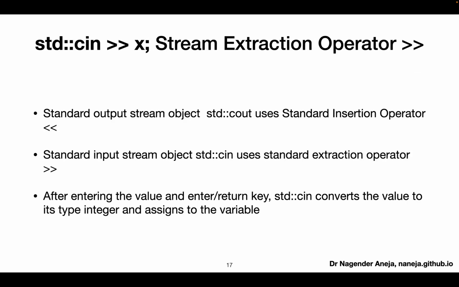So std::cin, this is called the extraction operator. It extracts something and gives it to X. Whatever the user entered, it receives that value and converts it to the type of X. Since X is an integer, it will convert that to an integer and give it to X.